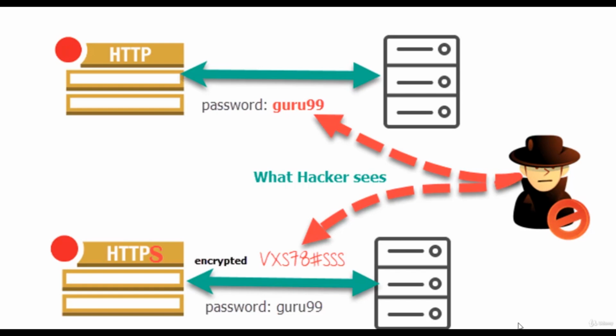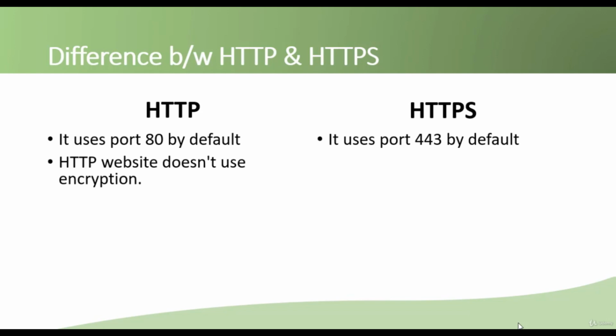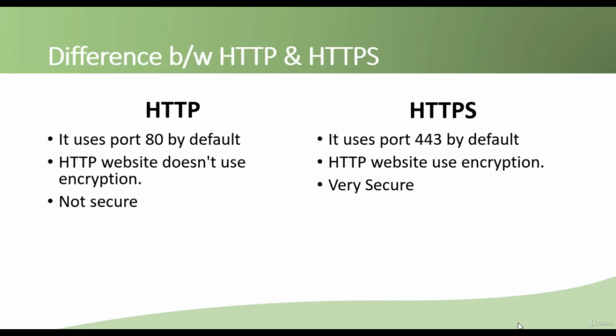Now let's discuss some key differences between these protocols. First of all, HTTP uses port number 80 by default and HTTPS uses port 443 by default. An HTTP website does not use encryption. As you can see in the previous slide, HTTP does not encrypt our data, like passwords, but HTTPS uses encryption for our data and makes it more secure. Next, HTTP is definitely not a secure protocol, and HTTPS is a very secure protocol as it uses encryption to protect our data from hackers.